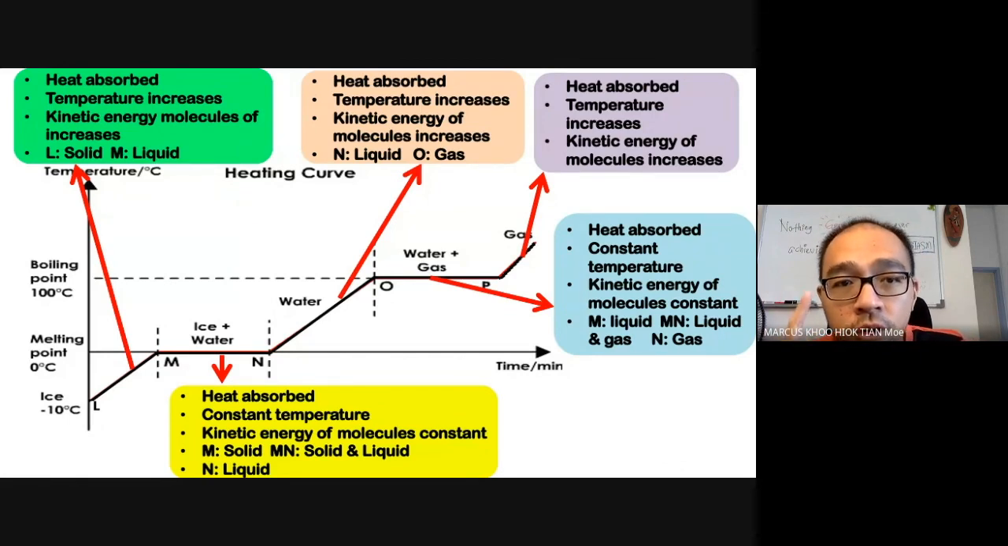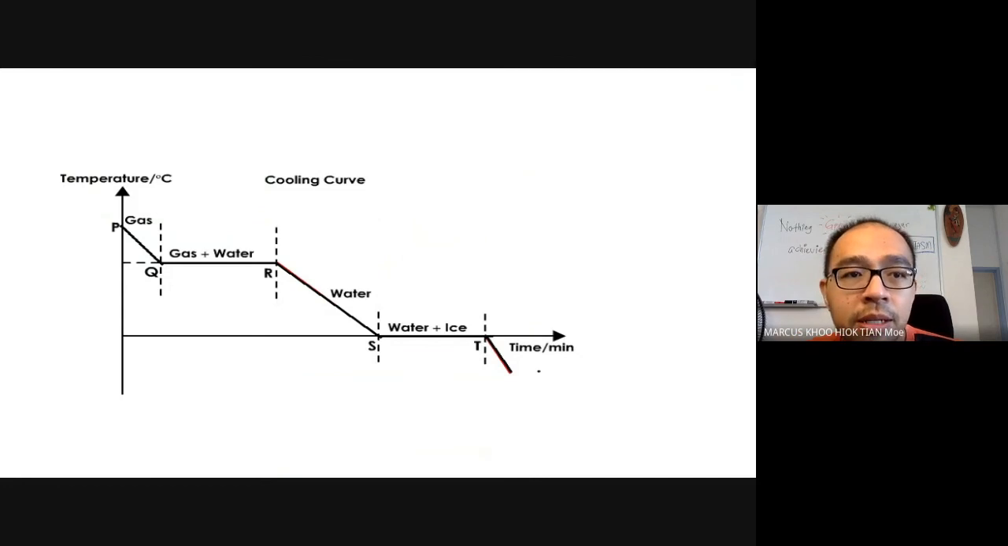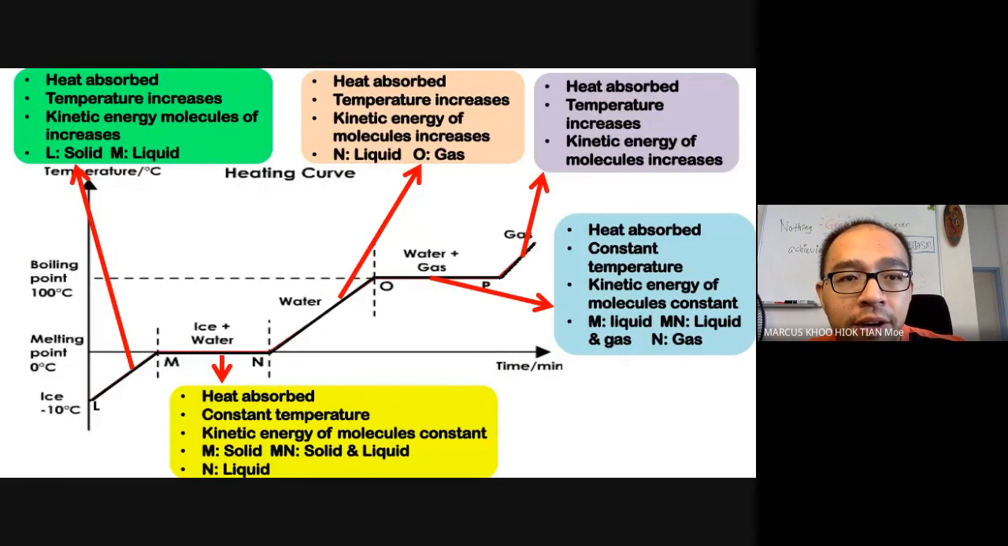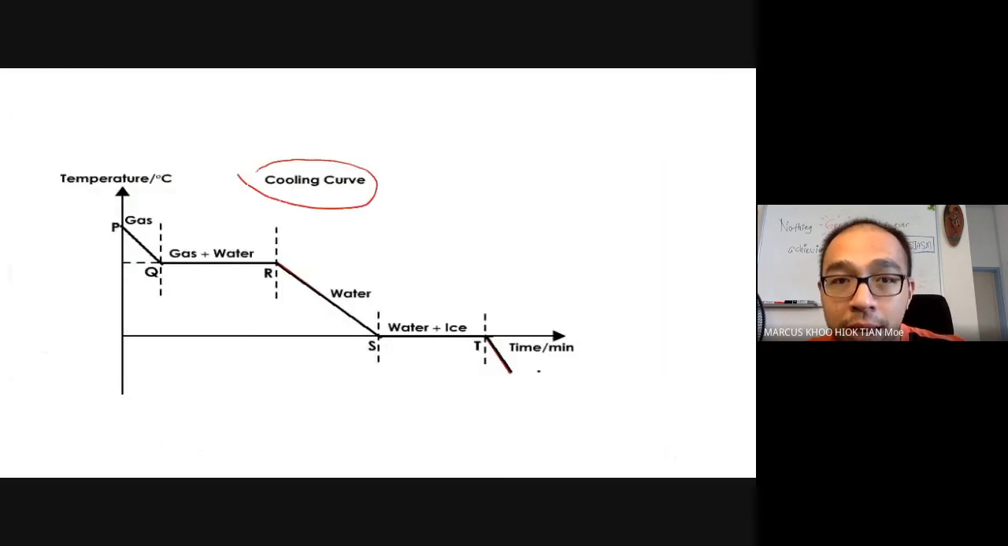Okay, so for your work today, if you can, you should just finish this now. I want you to fill in the table in this cooling curve. Guys, if in the heating curve everything is absorbed, in the cooling curve everything happens in the opposite. So fill in the table in the cooling curve and hand it into the Telegram homework channel by today, please. By today.